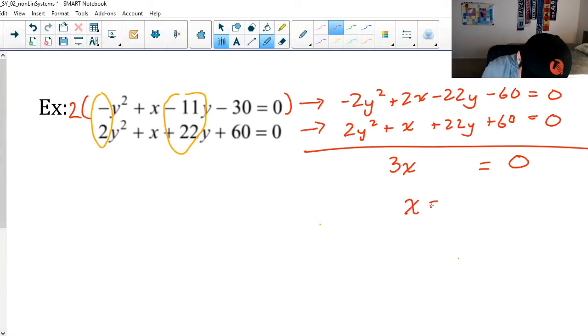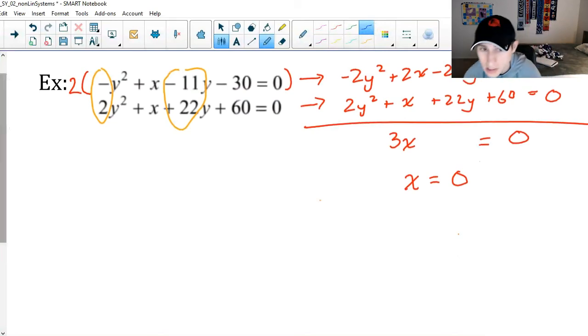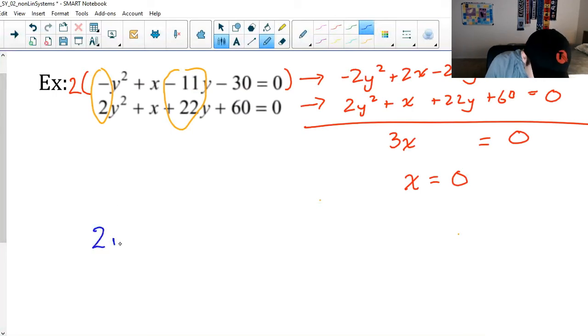3x equals 0. So dividing both sides, we get x equals 0. So now I need to go back through and plug in x to solve for y. We can choose either the first equation or the second equation. It does not matter. I'll choose the second one.